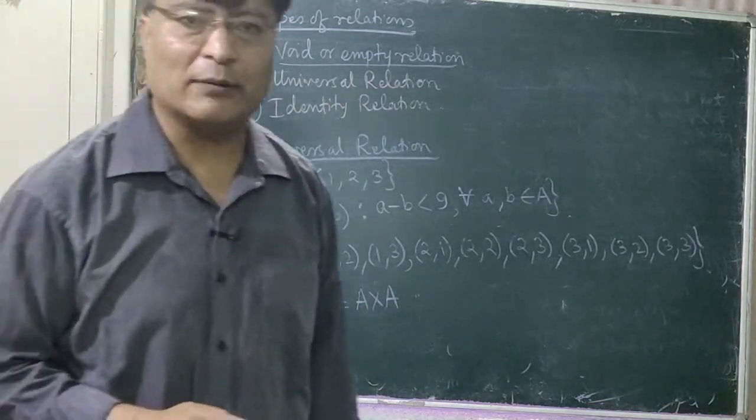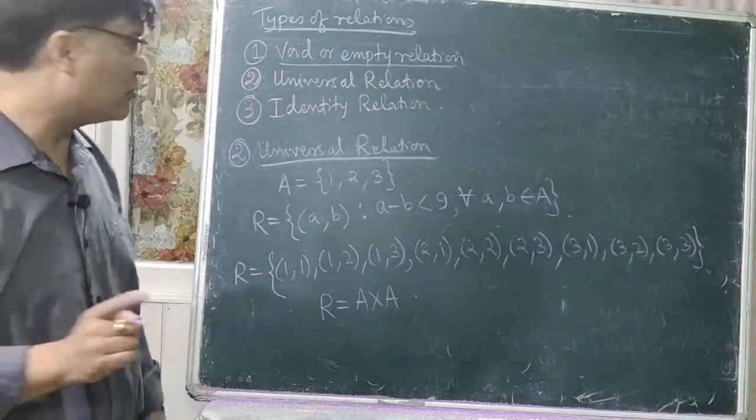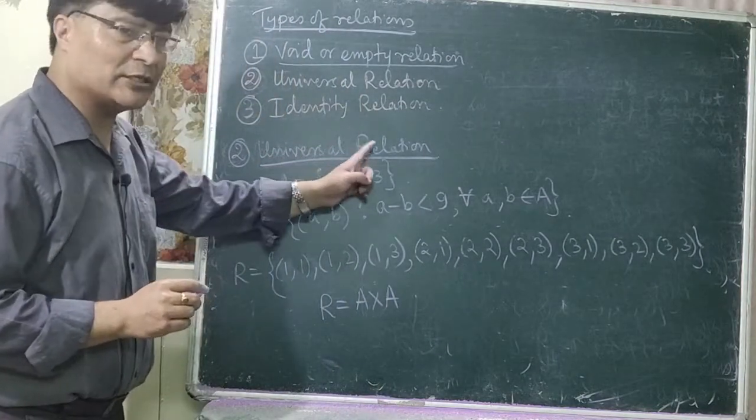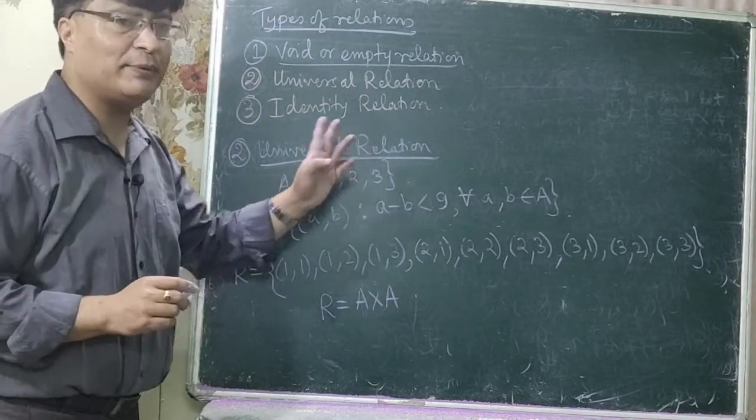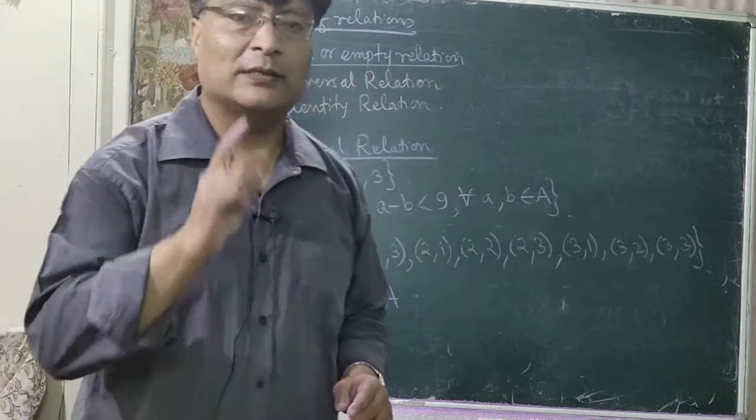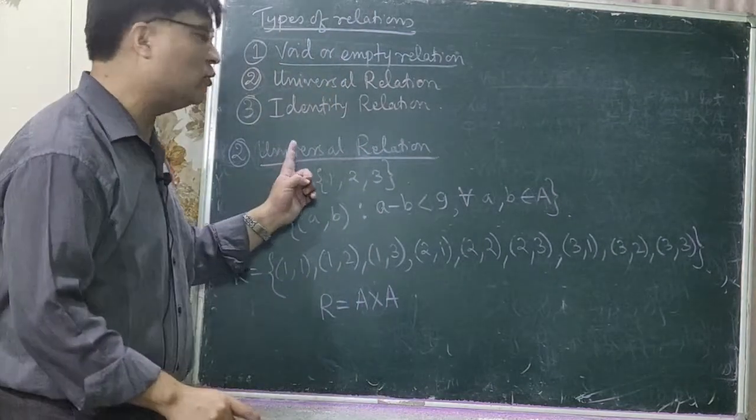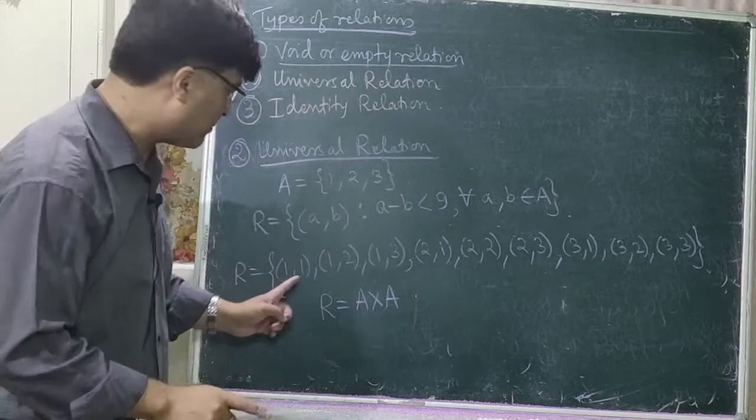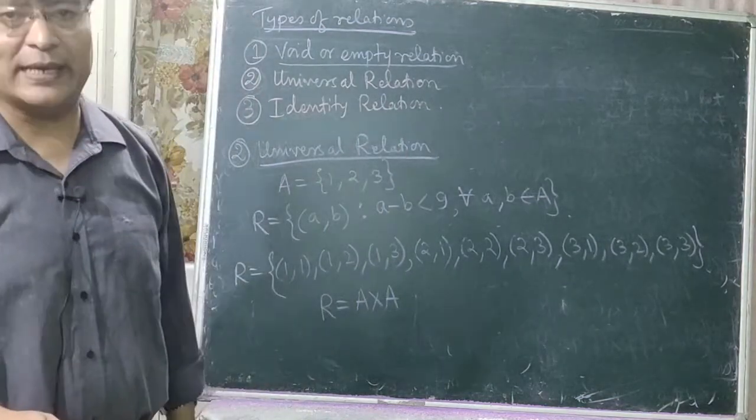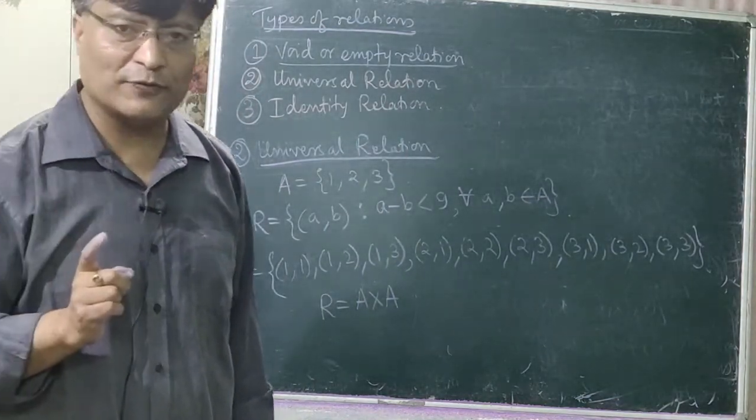Is that clear to all of you? In universal relation, if capital A is a non-empty set, the relation R is said to be universal relation if capital R is equal to A cross A. Is that clear to all of you?